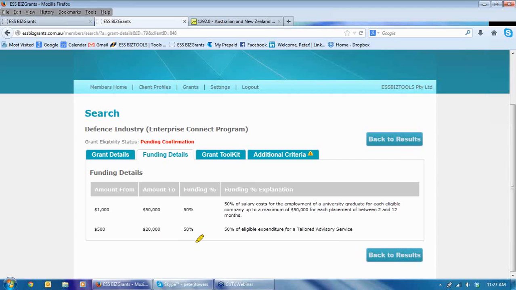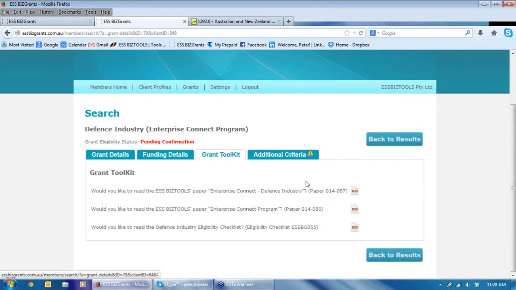So Enterprise Connect is a great grant that you might be able to obtain some work for within your own firms, which I believe you'd probably be interested in. If you want to know a bit more about the material, you can go to Grant Toolkit and you can download the material that's there.